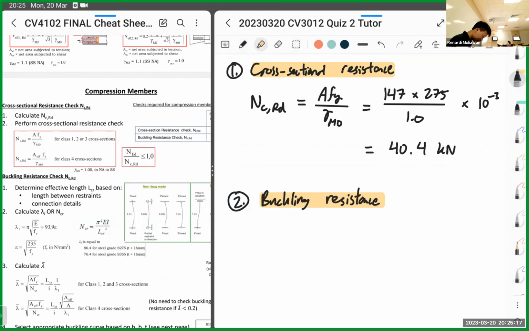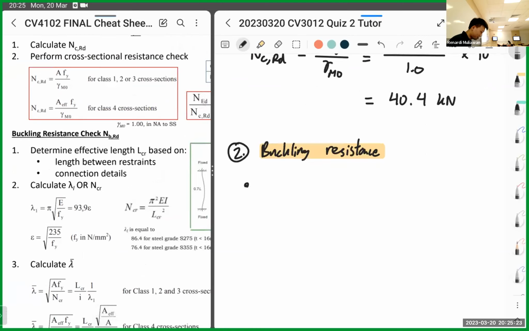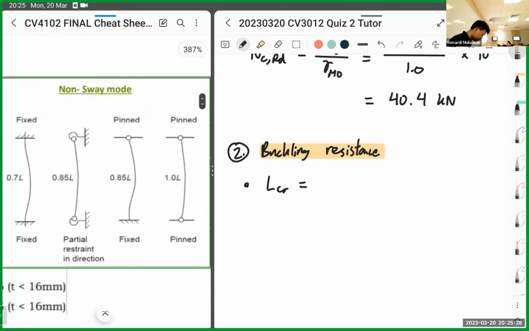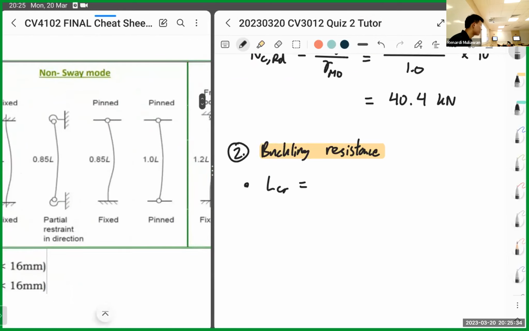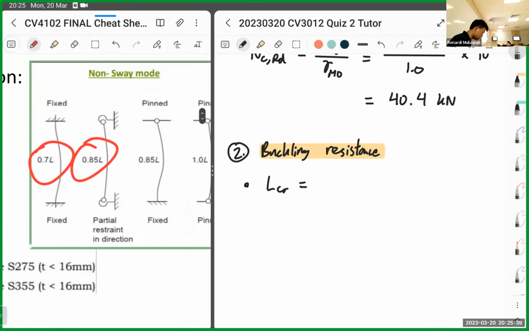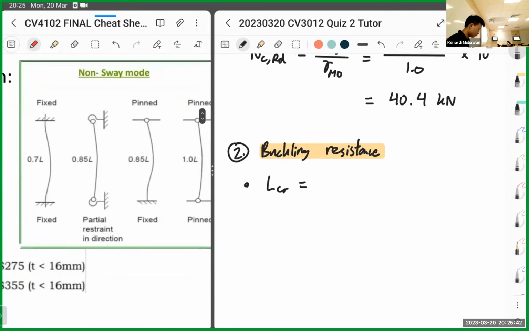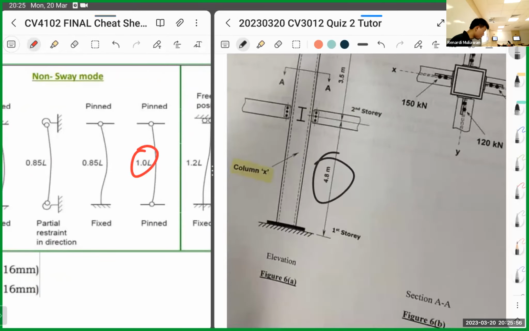In this case, just follow the steps. First, determine the effective length, so find LCR. You need to check, is it fixed? Is it pin? Is it pin-fixed? You multiply the length by this factor, which is 0.85 or 0.7. But in this case, since it's all pin, you just multiply by 1. So it's just the same as the length. So 1.0 times the length, in this case, is 4.8.